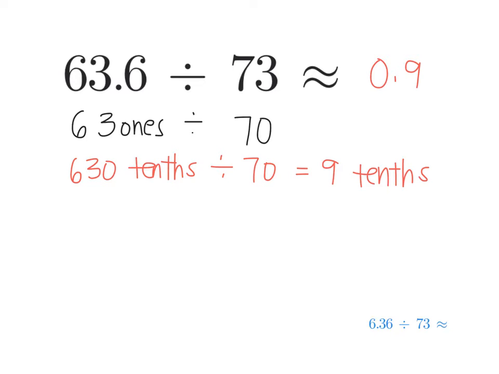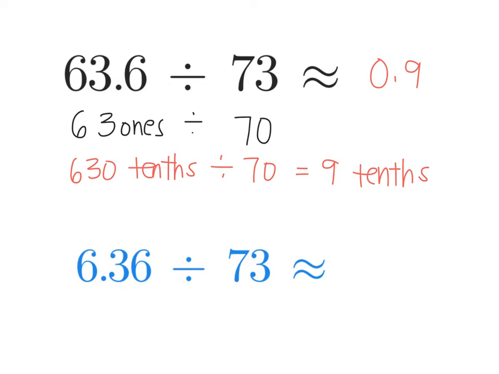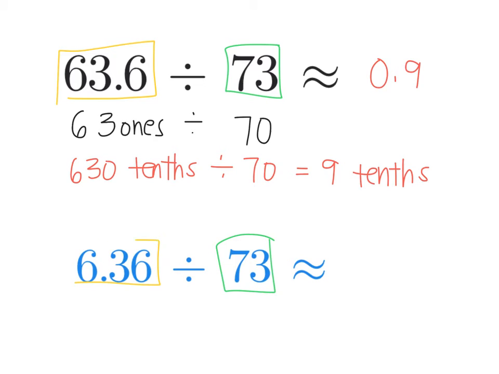Let's use what we know. If we know that 63.6 divided by 73 is pretty close to 0.9, how would this answer be? What's the same between the two equations? What's the same, Taylor? We're both dividing by the same number. What's different about the two equations? Lydia? Even though the whole has the same digits in the same order, it's 10 times less. Yeah, this one is 10 times smaller.